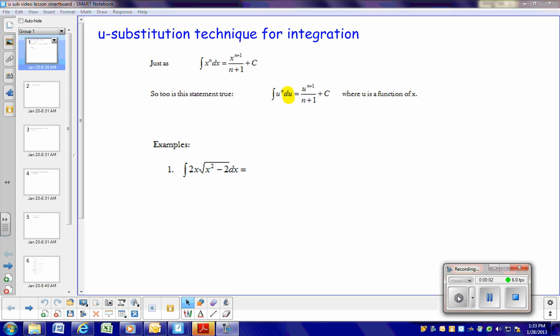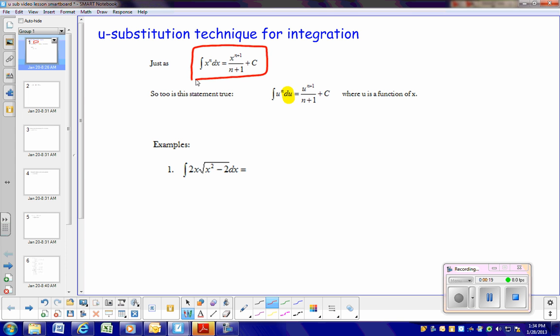Hi, this is a U substitution lesson for Calculus AB, and you have your notes in front of you, I hope, but that's really all you're going to need: your notes and a pencil. At the top of the notes, I've written that just as the power rule for integrals is true when we just have an x, right? We go up an exponent, divide by that new exponent, and add a constant.